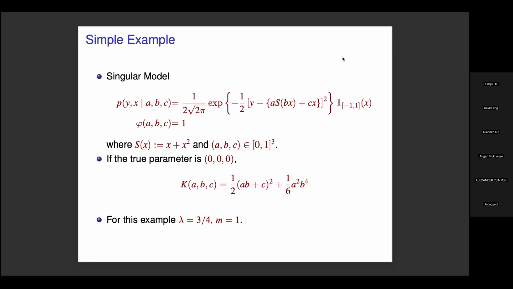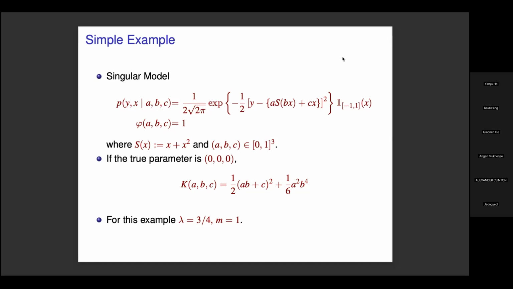Okay, so let's look at a very simple example. We have a nonlinear regression model where the regression function is a quadratic function in x, and the distribution of x is uniform on -1 to 1. The regression function is a times sin(bx) plus cx. As you can see, there are three parameters, a, b, and c.